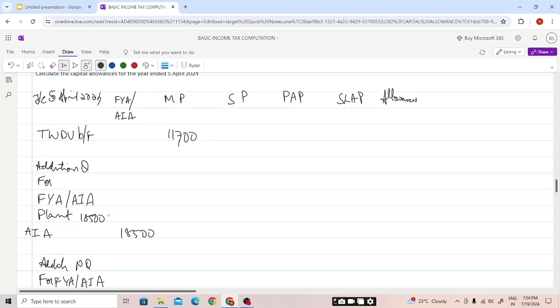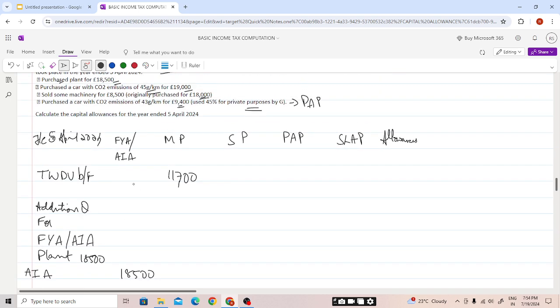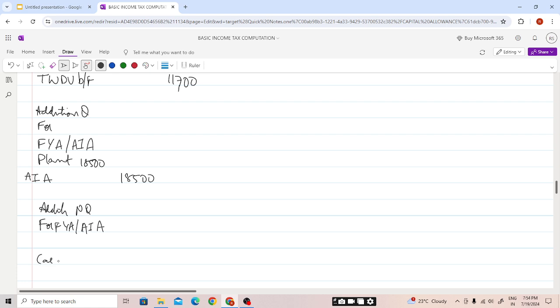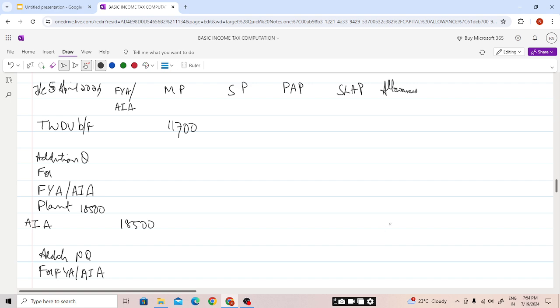Now coming to cars. Students, FIA and AIA, no claim. That is the car with CO2 emission of 45. This will be under the main pool. So the car with CO2 emission of 45 will be under the head of main pool, 19,000. And this AIA will be available here.